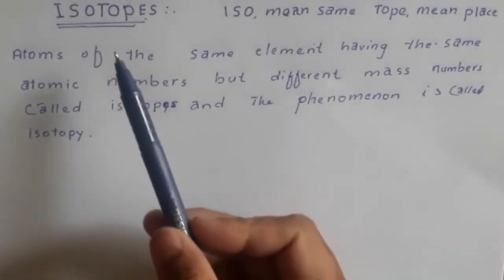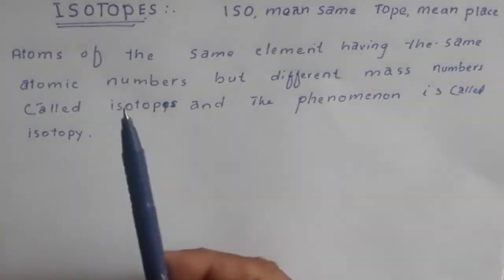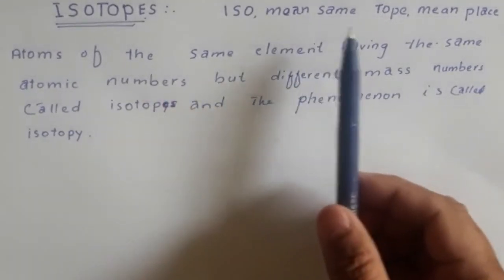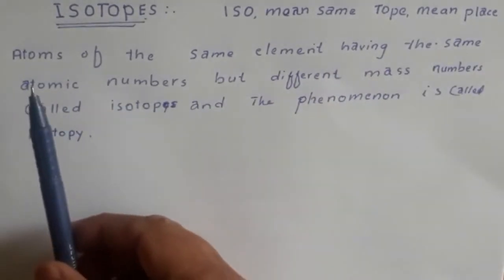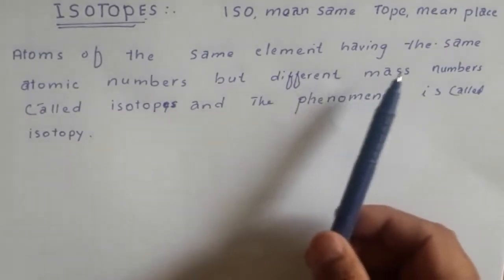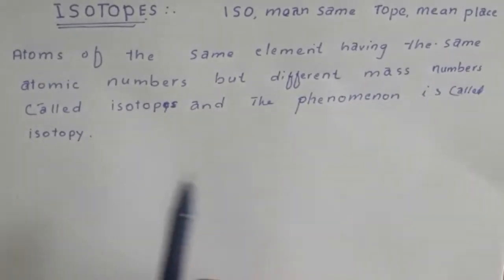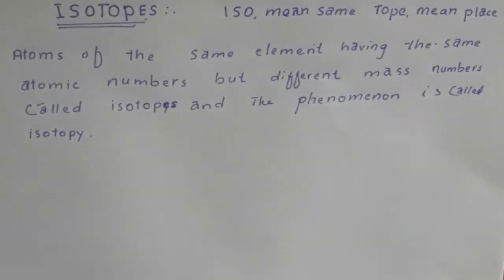Today's topic of my discussion is about isotopes. What are isotopes? First of all, the word isotope is from the Greek word: iso means same, tope means place. It can be defined as atoms of the same element having the same atomic number but different mass numbers are called isotopes, and the phenomenon is called isotopy.